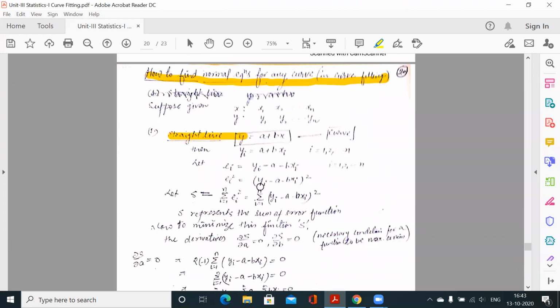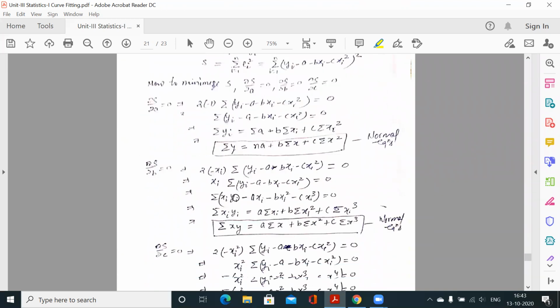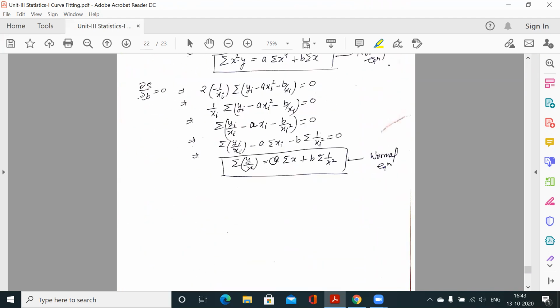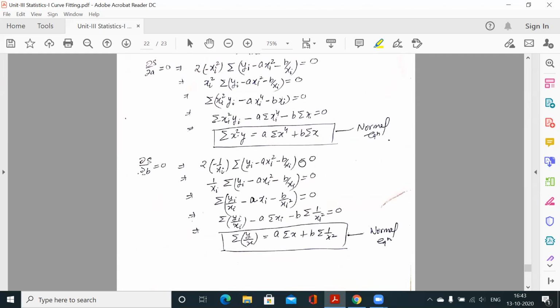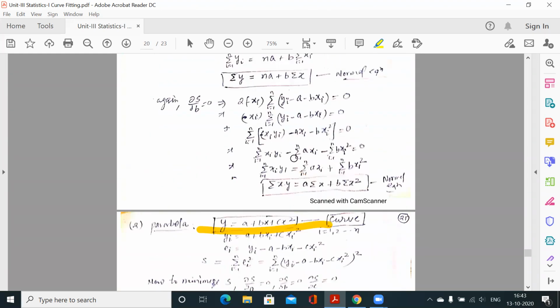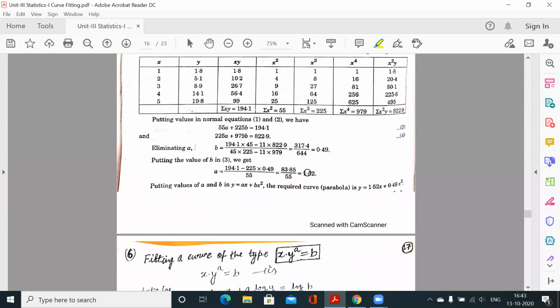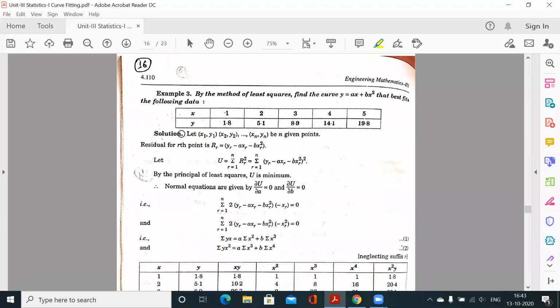So for a straight line how you have to get it, for a parabola how you get the normal equations, for this curve how you get the normal equations, for this curve how you get the normal equations. So we will discuss in the last. For now you assume that these are the normal equations. So this is your case.